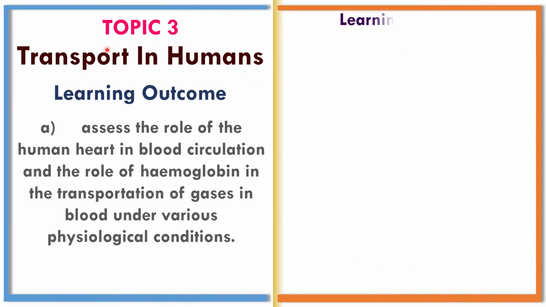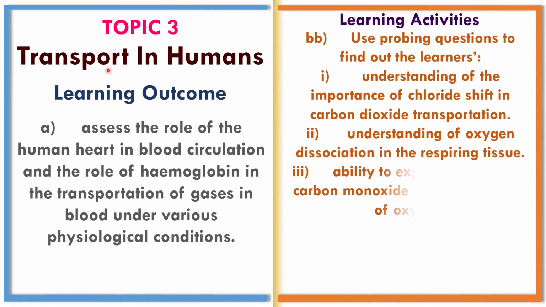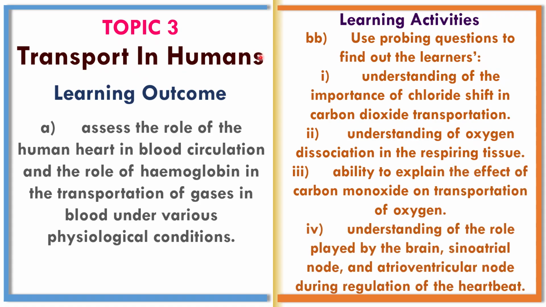Thank you very much for participating on topic 3, transport in humans. We've been looking at learning outcome A. Assess the role of the human heart in blood circulation and the role of hemoglobin in the transportation of gases in blood under various physiological conditions.